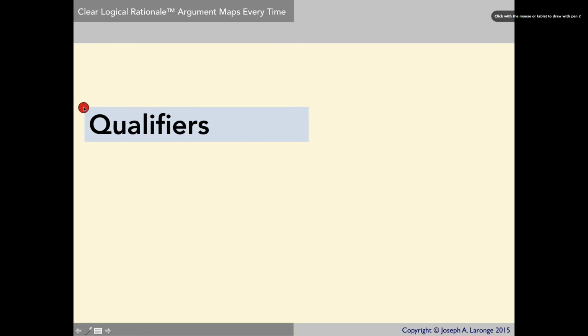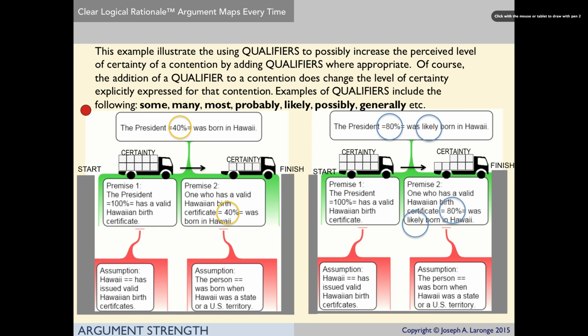Okay. Great topic here. Qualifiers. Those of you that know the Toulmin model of argument are certainly familiar with qualifiers. But let's show you how it works with the logic bridge when you're using the Rationale argument mapping software. So this example illustrates using qualifiers to possibly increase the perceived level of certainty of a contention by adding qualifiers where appropriate. Of course, the addition of a qualifier to a contention does change the level of uncertainty explicitly expressed for that contention. So qualifiers are words like some or many or most, probably, likely, possibly, generally.